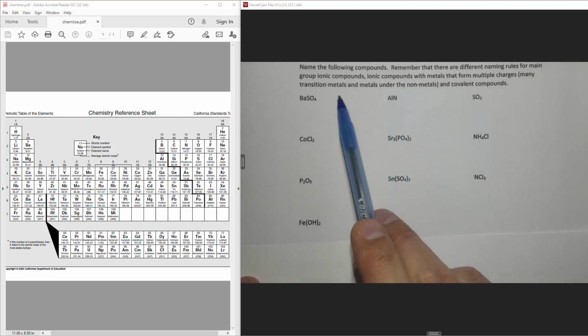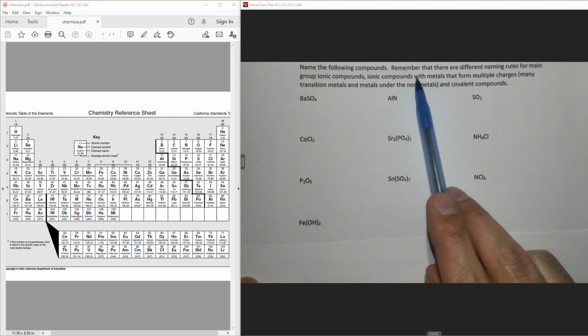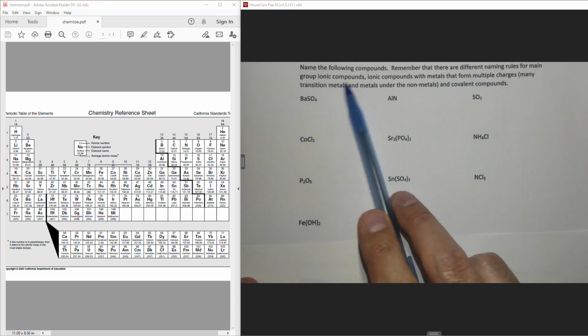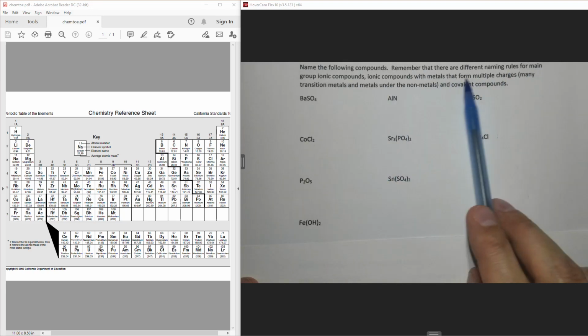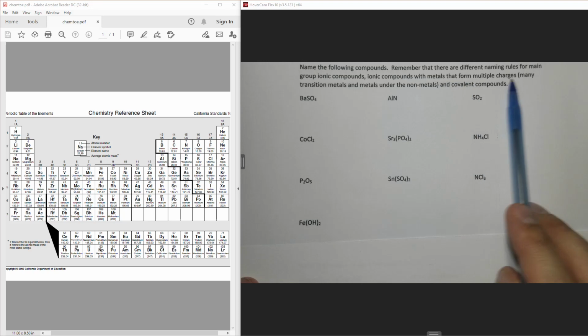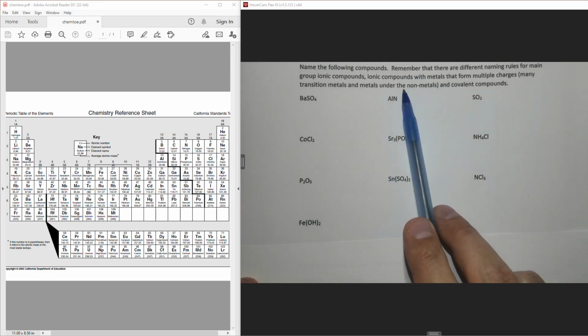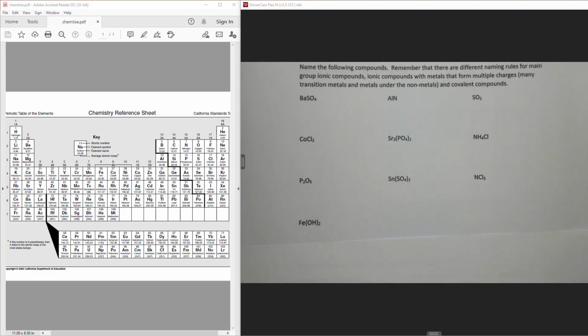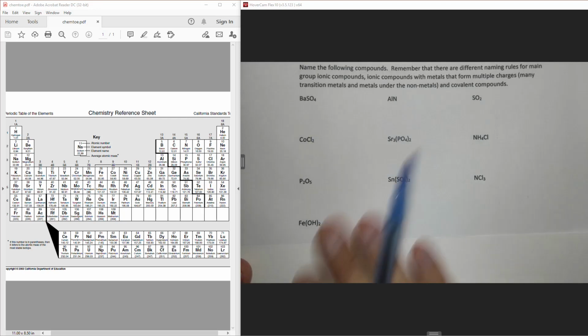The question says, name the following compounds. Remember that there are different naming rules for main group ionic compounds, ionic compounds with metals that form multiple charges, many transition metals, and metals underneath the nonmetals, and covalent compounds. So we have all of these different compounds, and we need to name them.